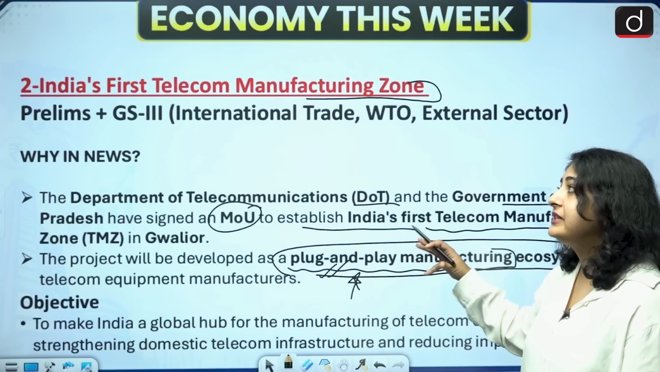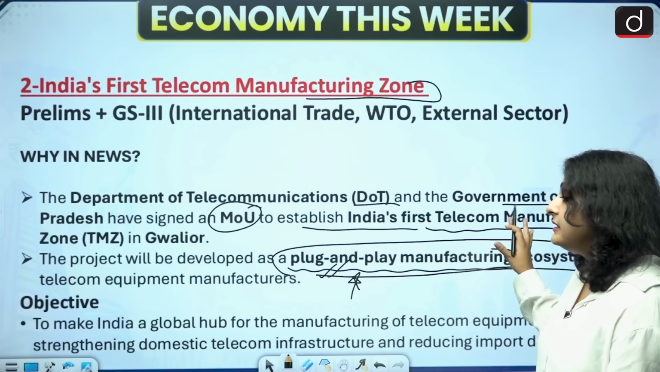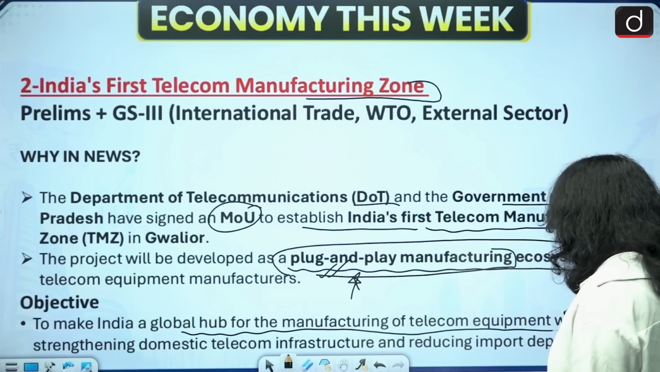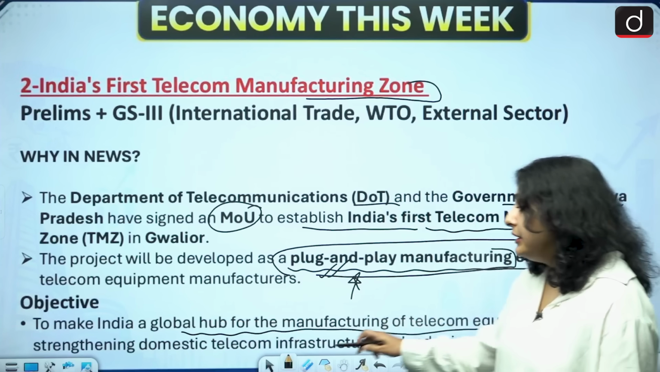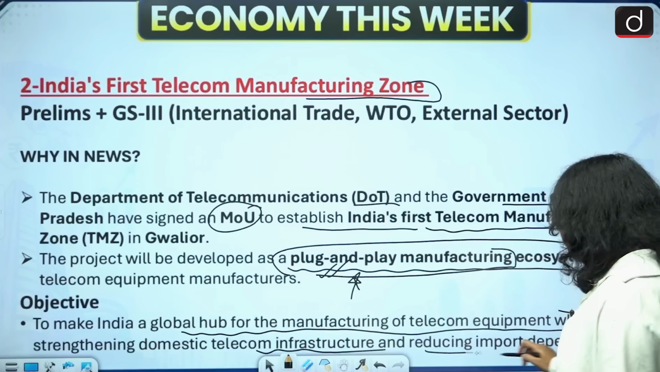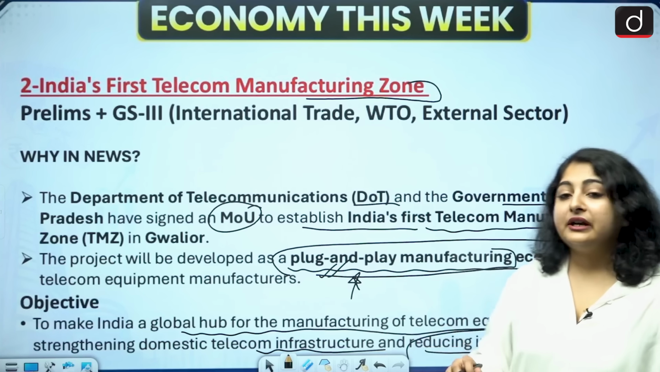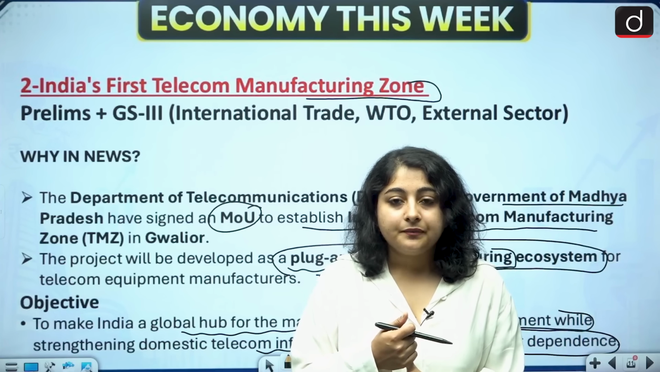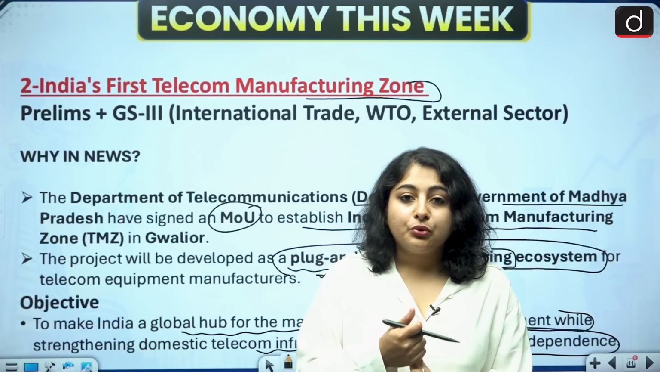What is the objective of establishing the Telecom Manufacturing Zone? The objective is to make India a global hub for the manufacturing of telecom equipment while strengthening domestic telecom infrastructure and reducing import dependence. There are twin objectives. We want to increase our manufacturing in the telecom sector. Plus, we also want to reduce our import dependence.